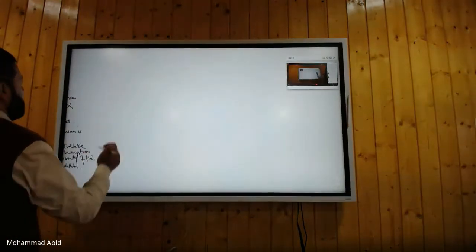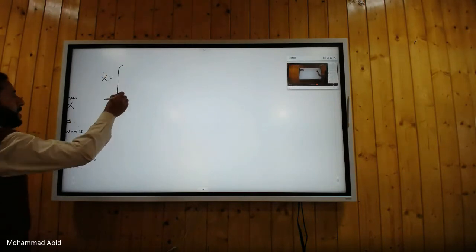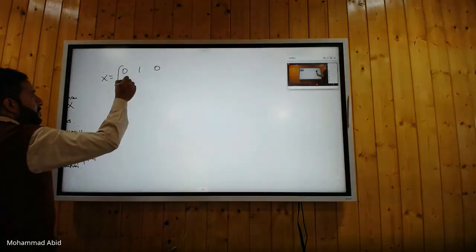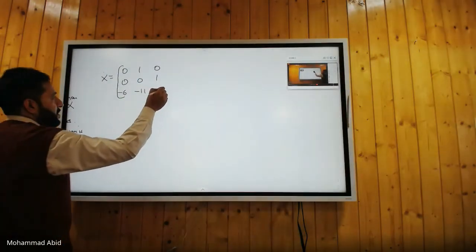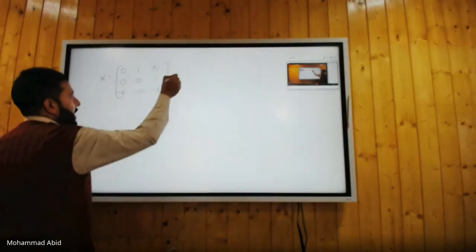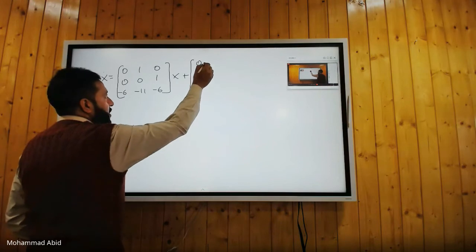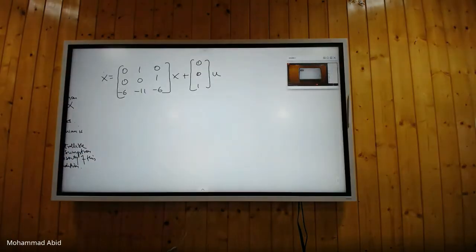Yes sir. मान लीजिए आपको एक स्टेट स्पेस मॉडल, एक रैंडम स्टेट स्पेस मॉडल अगर हम ले लेते हैं, let's say you have got x dot equal to [0 1 0; 0 0 1; -6 -11 -6] x plus [0; 0; 1] u। ये आपको एक स्टेट स्पेस मॉडल दिया गया है और आपको पूछा जा रहा है बताओ कि सिस्टम कंट्रोलेबल है कि नहीं है। तो कैसे करेंगे?